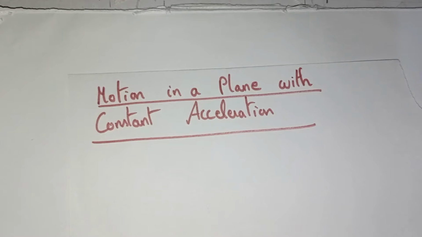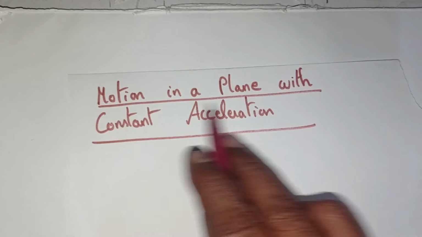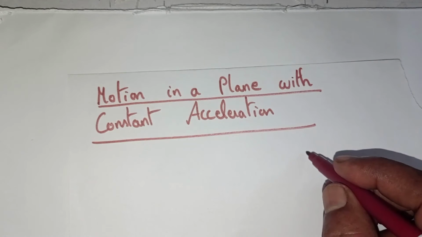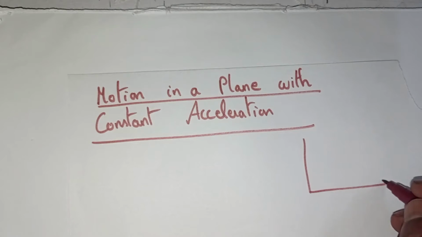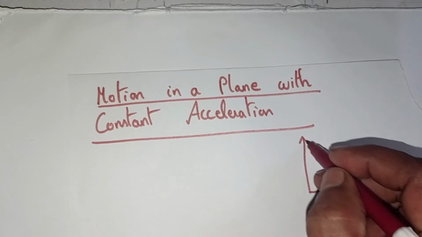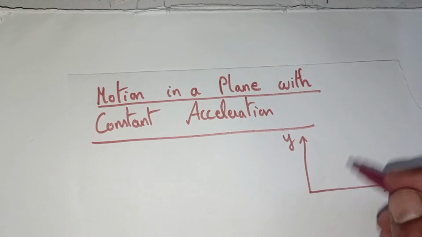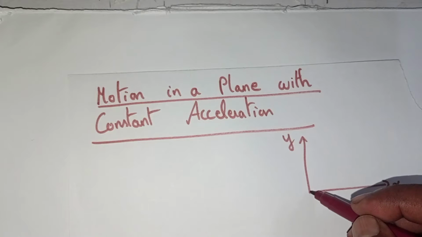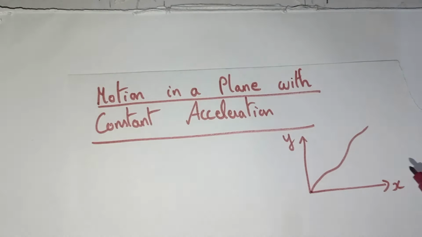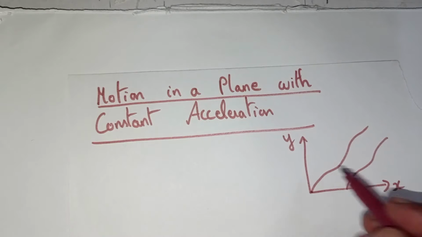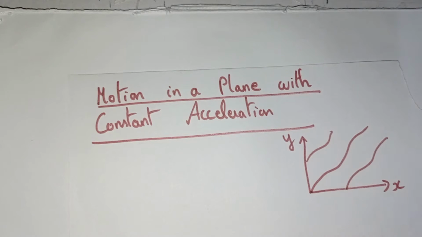Hello viewers, today we are going to see about motion in a plane with constant acceleration. So we are going to deal with the xy plane. This is x and this is y. The particular object can start from the origin like this, or it can take like this, or it can move from like this. Okay. So this is the case.